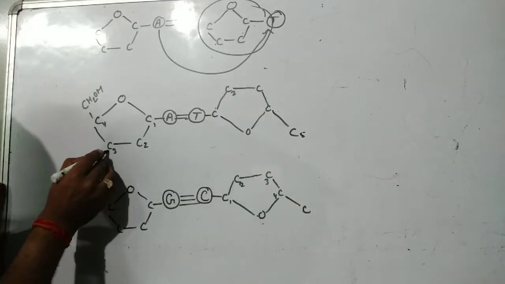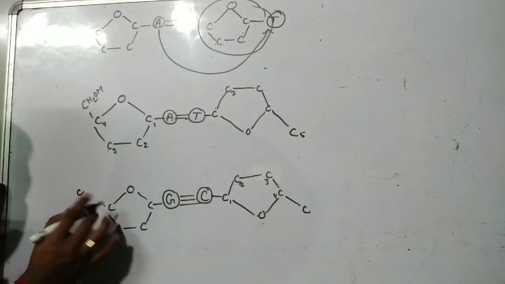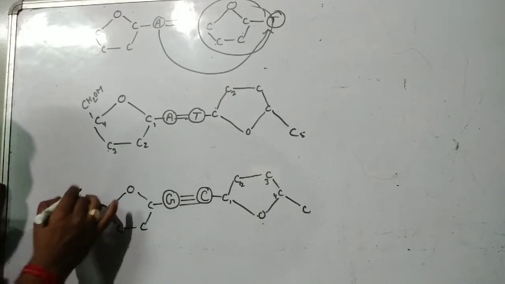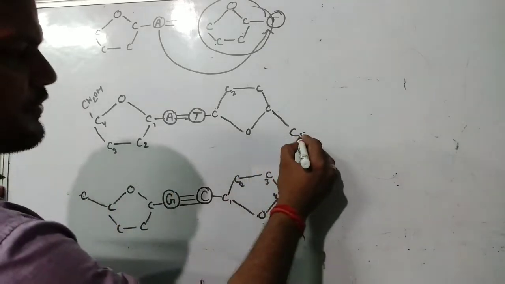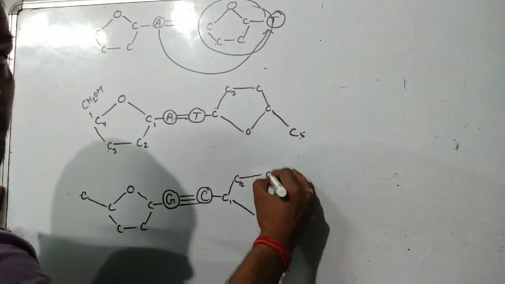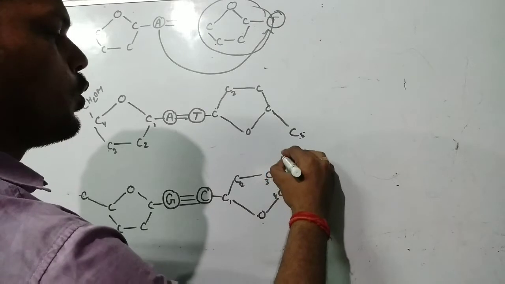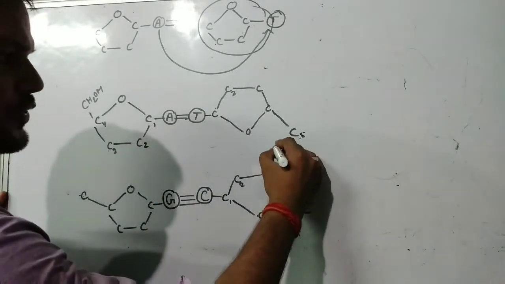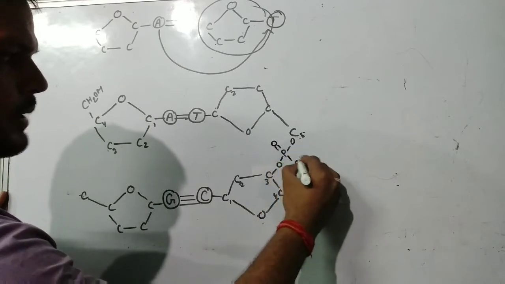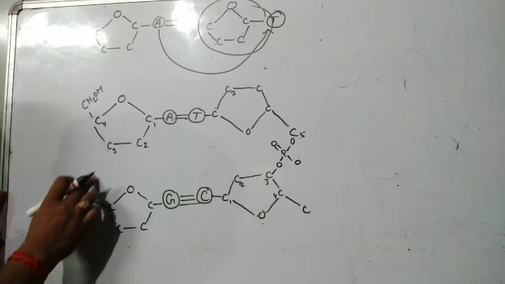This is third carbon atom for the first chain. This is fifth carbon atom for the second chain. Now what will happen? This fifth carbon is going to attach with this third carbon with the help of what? With the help of phosphate. O, P, O, like this one. And complete this phosphate. It will be like this. Complete it. In the same manner, you do it here also.